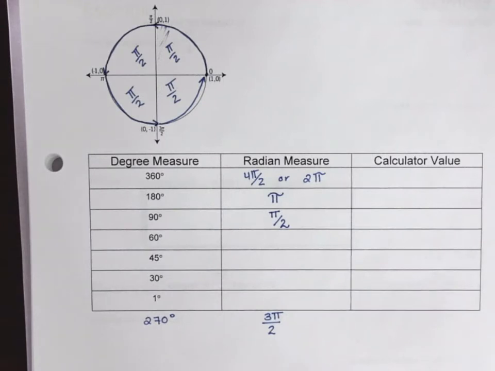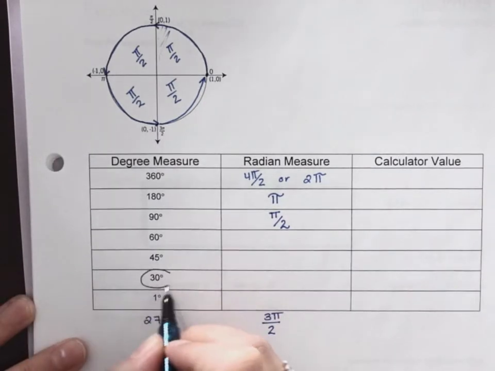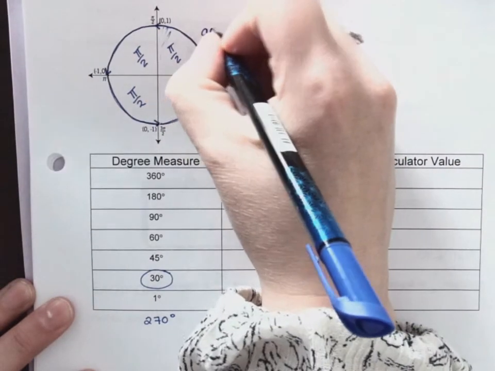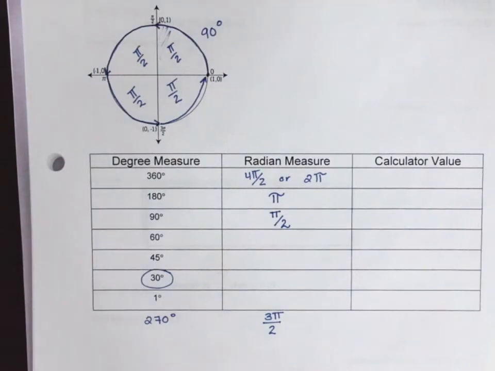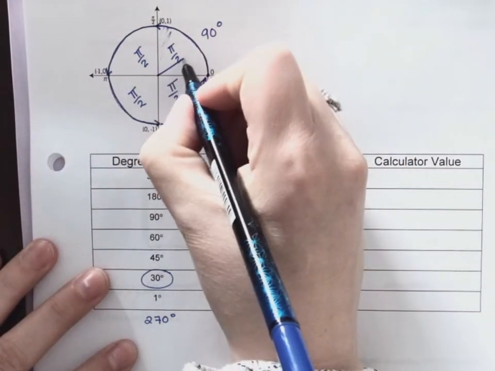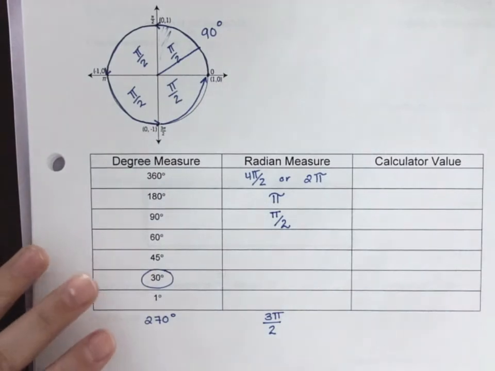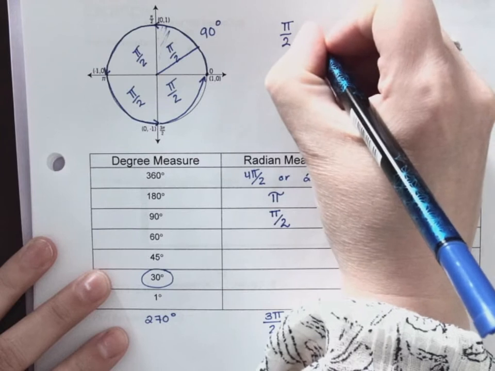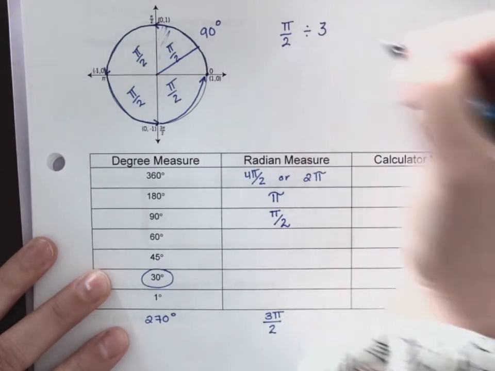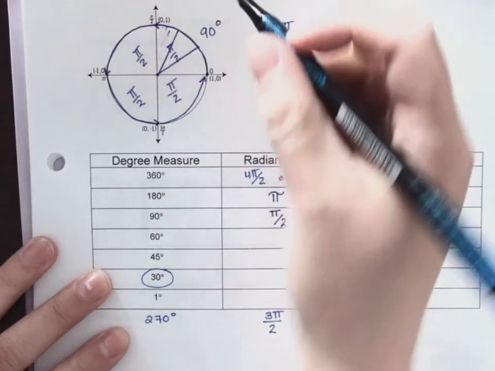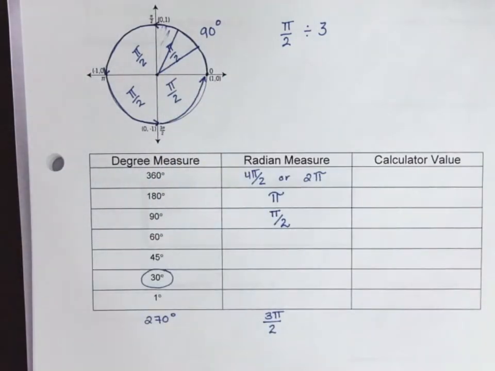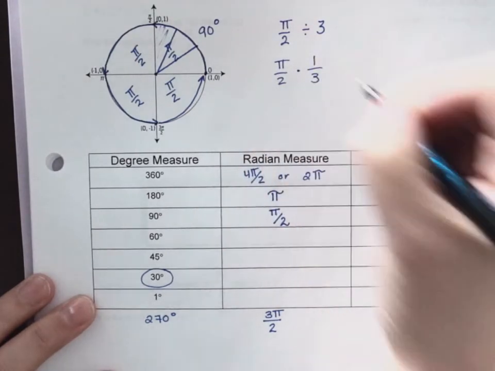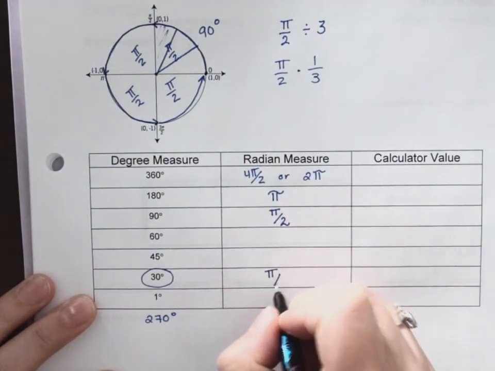All right, so let's go into 30. 30 is probably the easier one to start with. If we know that this measurement here is 90 degrees, and I'm doing 30 degrees, that's 1/3 of a half. So what is that? Pi over 2 divided by 3, right? Because we would cut our 90 degrees into 3 sections, so we'd be dividing by 3. So pi over 2 multiplied by 1/3 is going to be pi by 6.